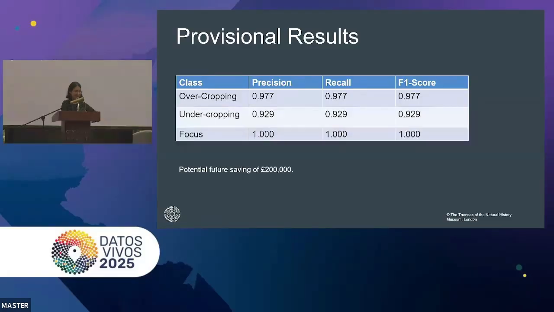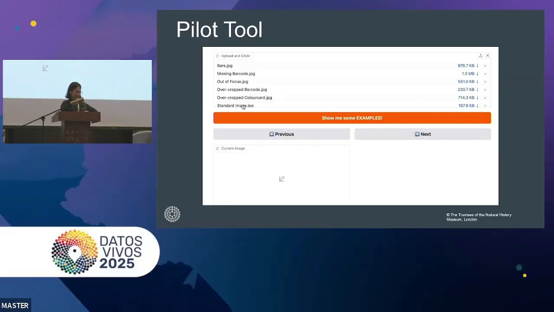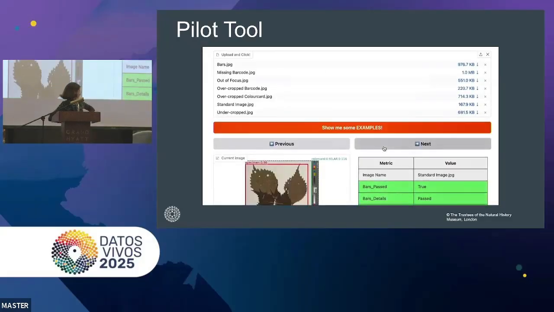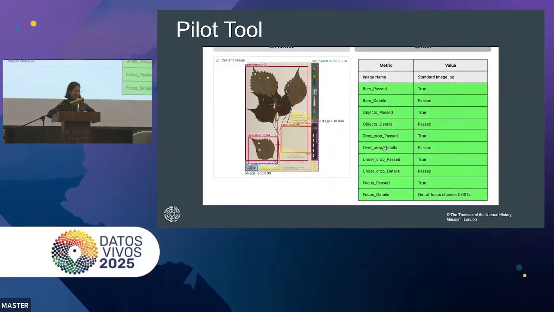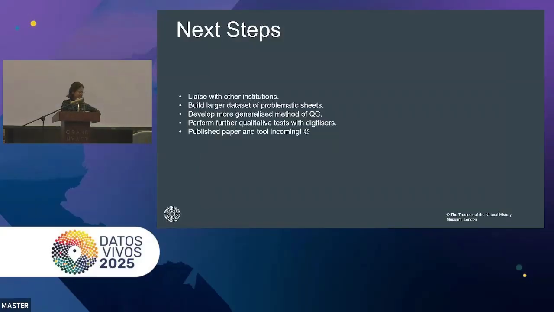Now, some provisional results worked quite well for us. We got some pretty high scores, but as you know, we did have a very small sample, so do take that with a pinch of salt, of course. But this definitely gave us hope as to how we can eventually expand this project. And this was just a very quick demo of the pilot tool that we created as well. You can upload an image and you get something like this. You get true and false, whether it's passed or not, and it will show red if it has not been passed.